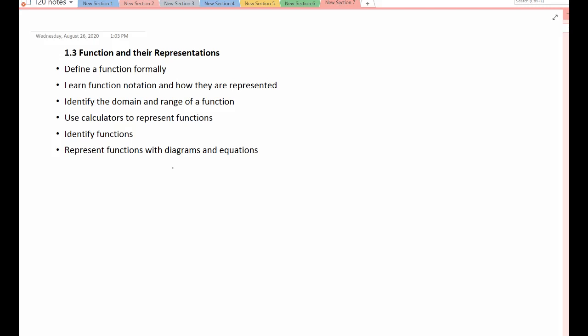Identify domains and range. Use the calculator a little bit to help you out with some stuff. Look at the graphs. Represent them with diagrams and things like that. So again, this is sort of the beginning introduction of functions. You should be familiar with functions. It's a concept that, again, should hopefully be familiar to you.